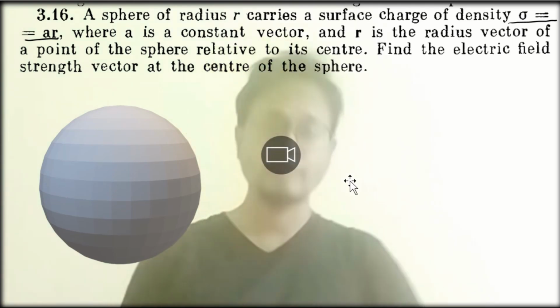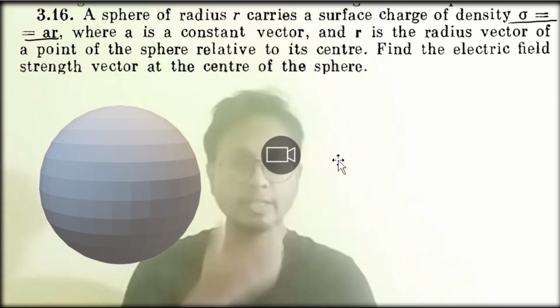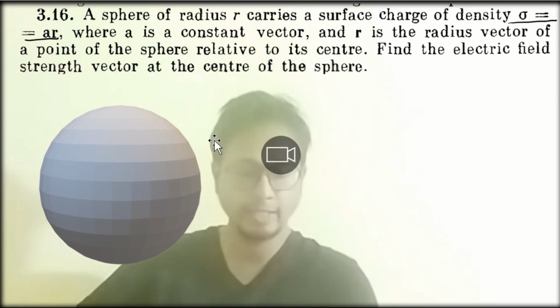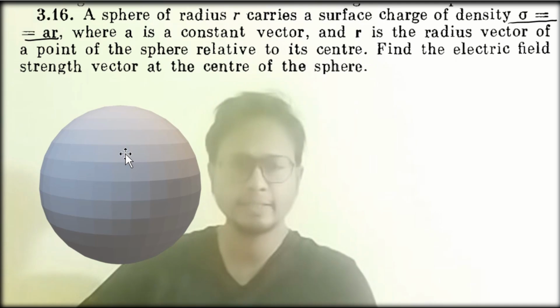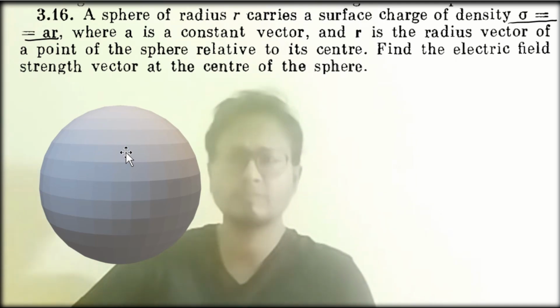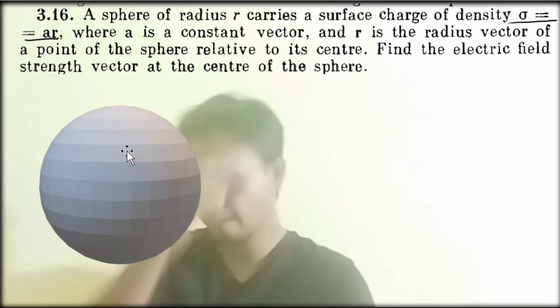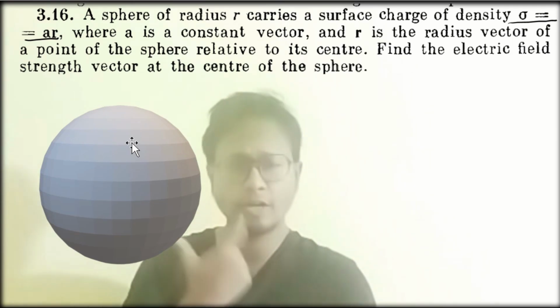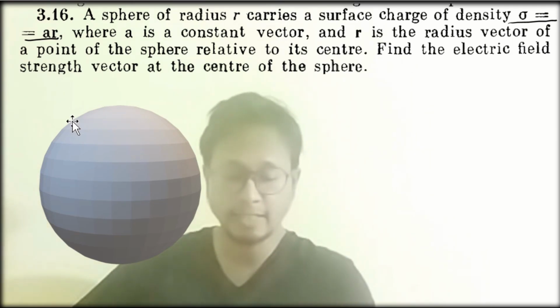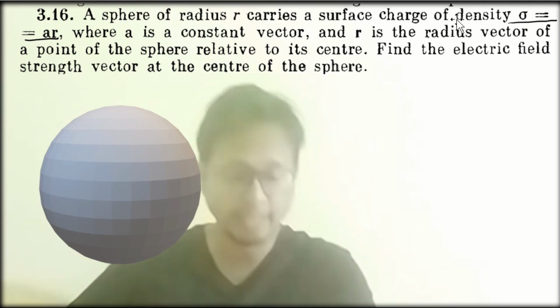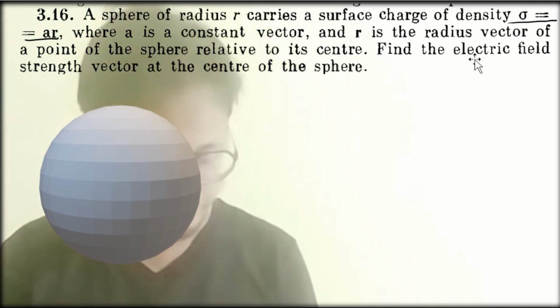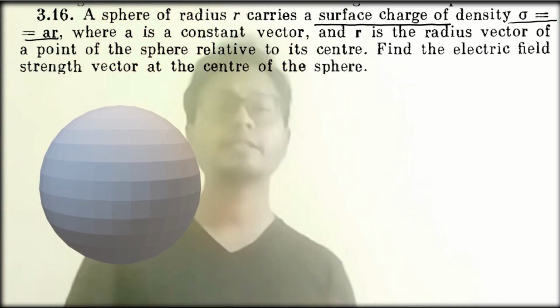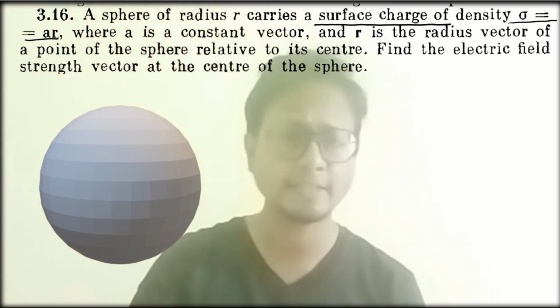Now, the first question should be how are the charges distributed? What kind of sphere is it? Is it an insulating sphere or non-conducting sphere or conducting sphere? See, I don't care about it. It can be either a shell or a conducting sphere. But the charges are distributed at the surface. And how do I know? Surface charge density is given in the question. That means the charges are distributed at the surface, isn't it?